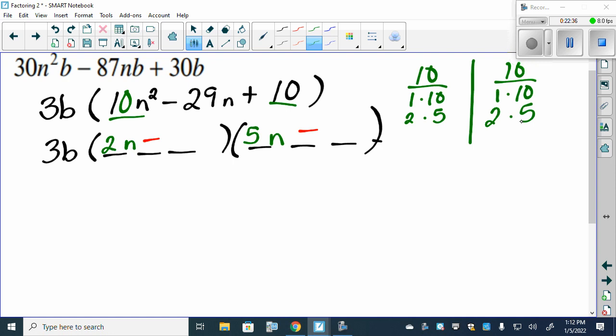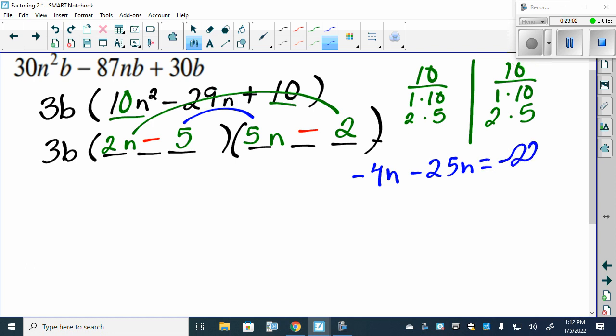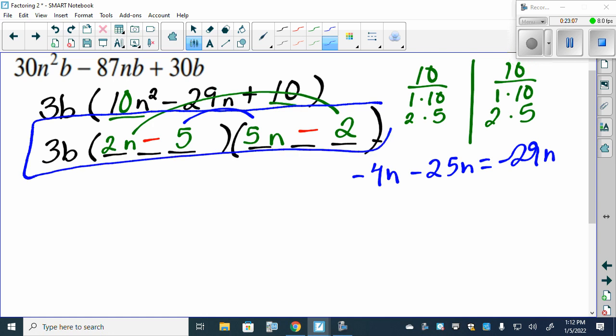So what number would go here? And two n times negative 2 would be negative 4n. Negative 5 times 5n is negative 25n, which would give us negative 29n, which is the middle term that we wanted, so this here is the correct set of factors. Any other questions on any of this here?